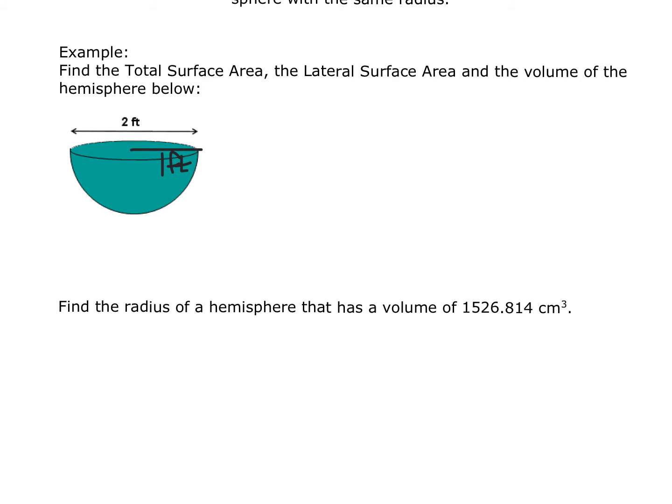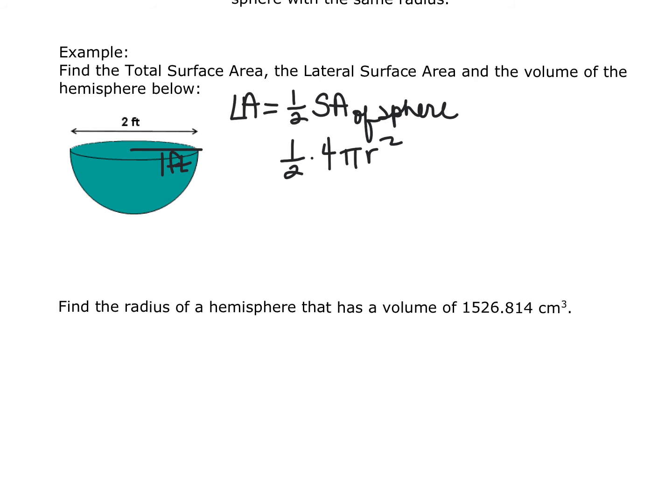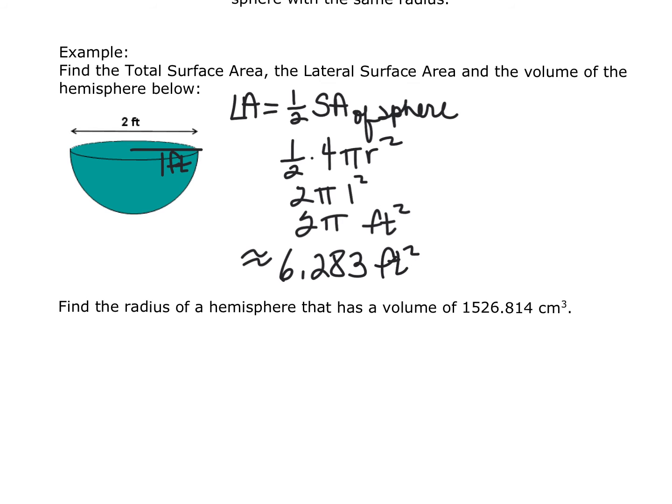Okay, so our lateral surface area is going to equal half of the surface area of a sphere of the same radius. So we'd have half of 4 pi r squared. So that's 2 pi 1 squared, or 2 pi feet squared. And so our approximate answer is 6.283 feet squared.